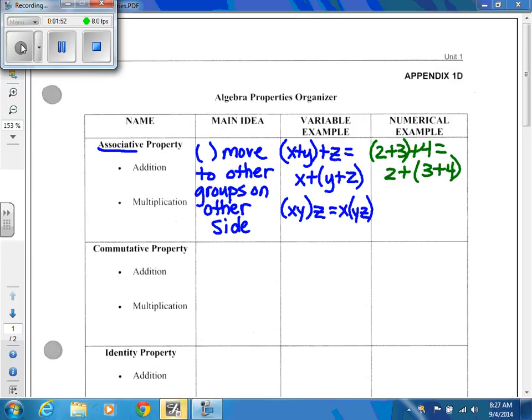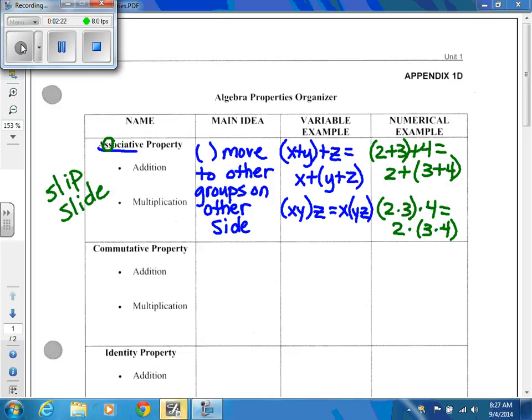For multiplication, again, change the operation, and we can use the same numbers. So parentheses 2 times 3 times 4, 2 times 3 being in parentheses. On the other side, it's 2 times parentheses 3 times 4. So notice the 2 and 3 are friends on the left, and then the 3 and 4 are friends on the right. If you need another way to help you remember associative property, there are 2 S's in the word, and I like to use slip and slide to help you remember that, because the parentheses are slipping and sliding onto different groups.